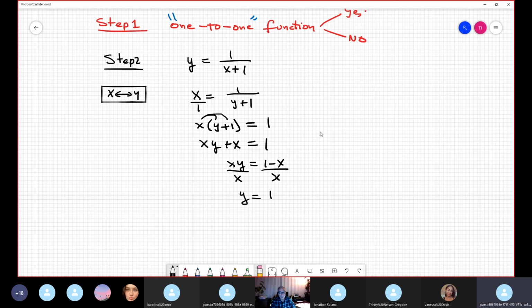y is equal to (1 minus x) divided by x. You can write it like that if you want, or you can write 1 over x minus x divided by x, which is 1. Either way, this way, I prefer that way, or this way.